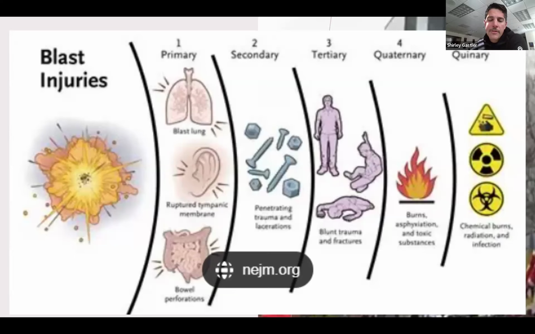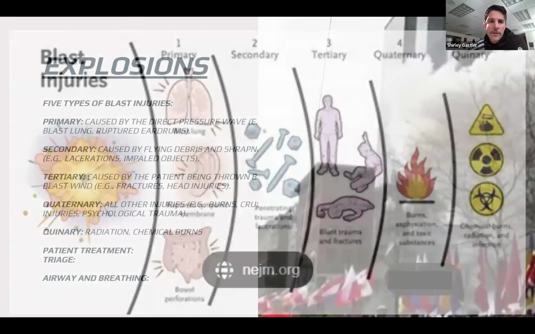So, things to consider when you have a large blast injury like that. Sometimes it's easy to forget, especially the primary and the tertiary parts, when usually the secondary and the quaternary, if you've got a burn or a penetrating injury, those typically will present faster and easier than some of the others. So, something to consider.